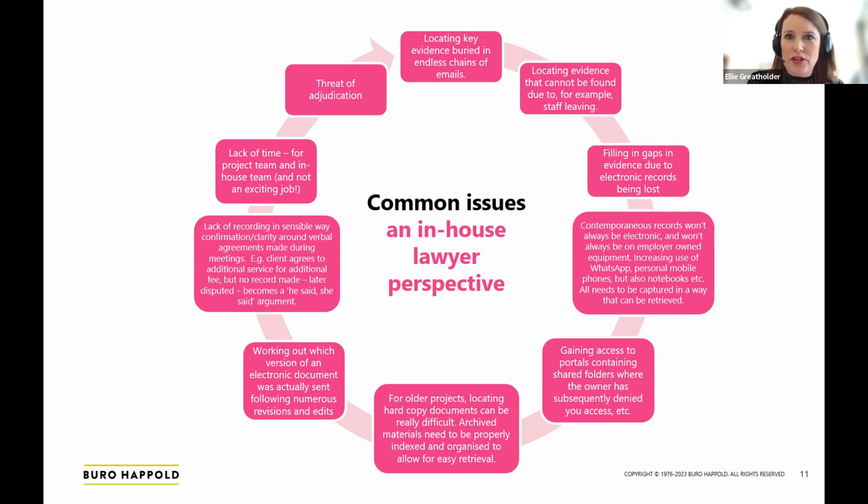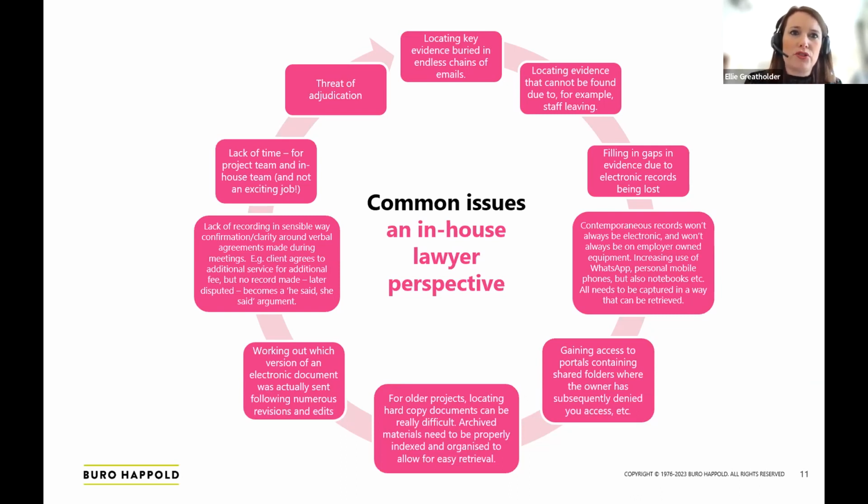Another common frustration, I guess, is gaining access to portals containing shared folders where the owner has subsequently denied access. So it might be that you start a project with a shared information system, which latterly you don't get access to. There's stuff you can do about that, obviously making sure that you're saving copies of things that are on there, whether that's realistic or not over the whole lifespan of a project, and whether you're going to have saved the one document that you really need at a later point, who knows.